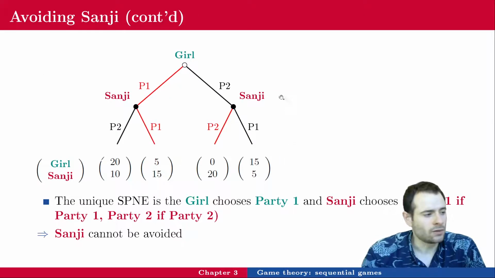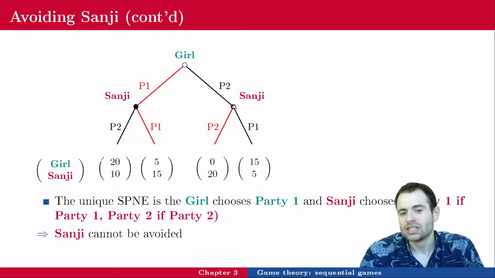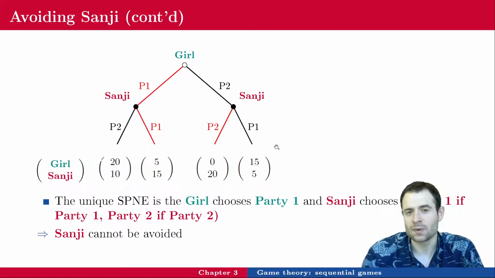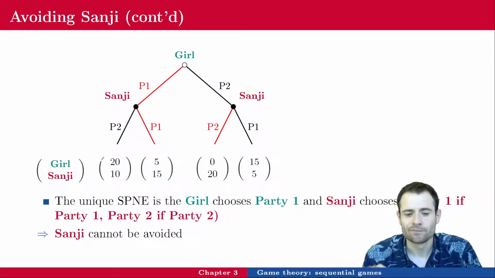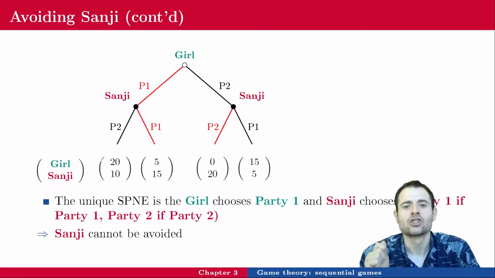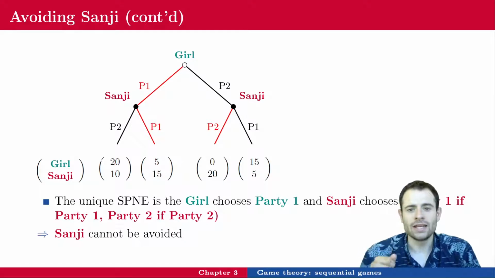This right part of the tree will just not happen. But if it had happened, Sanji would have played the best response. This is the trick behind subgame perfect. Any subgame says what would happen if, and we want to make sure that it's the best response every time.